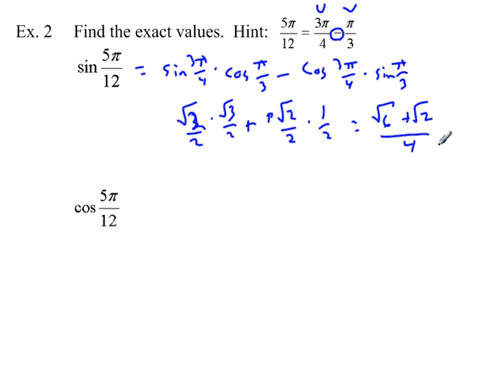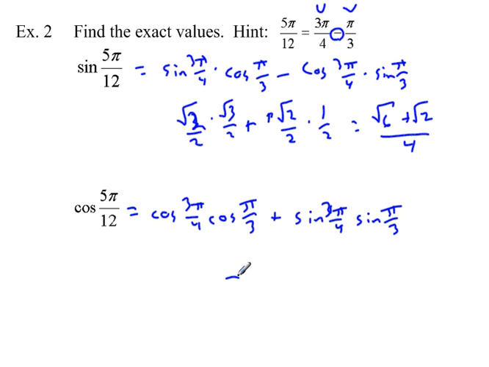Again, very similar to an answer we saw before. In fact, the second one is going to end up giving us something similar. So this is going to be the cosine of 3 pi over 4 times the cosine of pi over 3. Now we have to remember how that minus plus works, so that's going to give us plus the sine of 3 pi over 4 times the sine of pi over 3. And I'm going to fast forward just straight to our answer. That gives us minus square root of 2 plus square root of 6 all over 4.